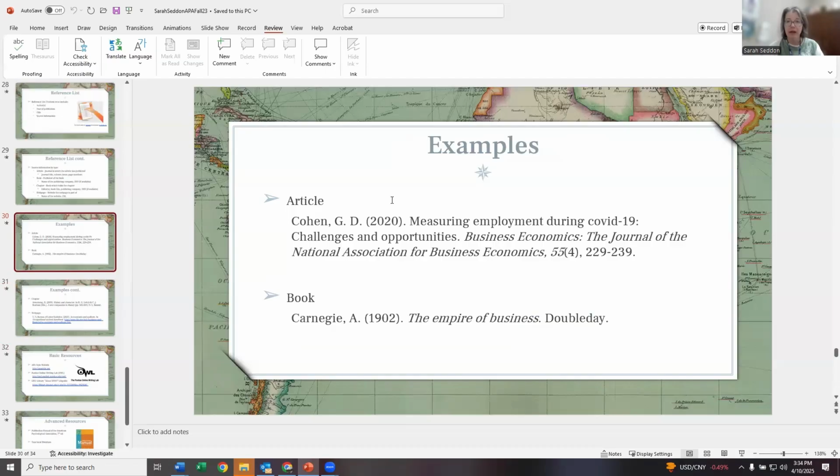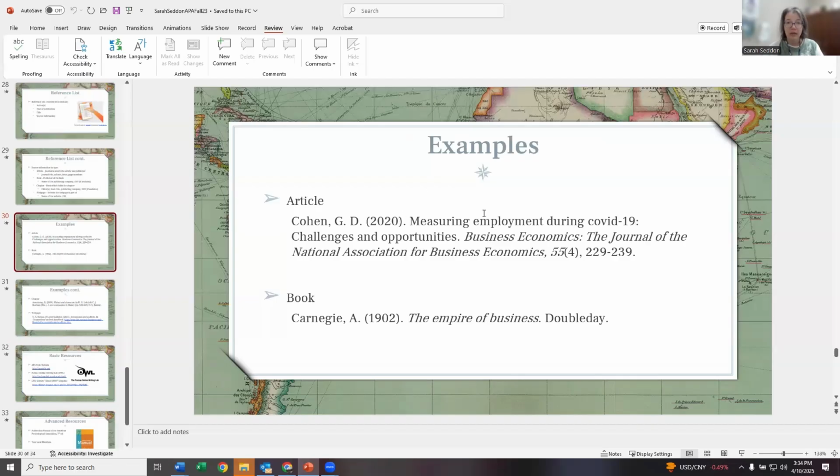This is followed by the year that the article is published, and then the title of the article. A couple things to note. One, the title of the article is not italicized. Also, the first word and then the word immediately following the colon are capitalized, but no other words in the title are capitalized. Now, if there had been no colon, then the only word that would have been capitalized was measuring. All of the other ones would have been lowercase.